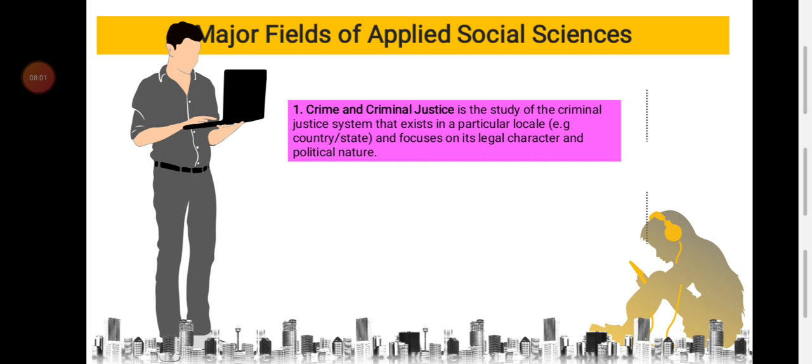Crime and criminal justice. It is the study of the criminal justice system that exists in a particular locale and focuses on its legal character and political nature. A criminal justice system is a set of legal and social institutions for enforcing the criminal law in accordance with a defined set of procedural rules and limitations.